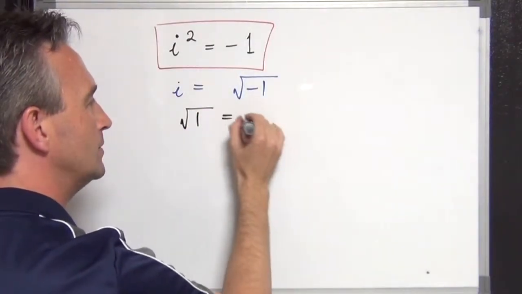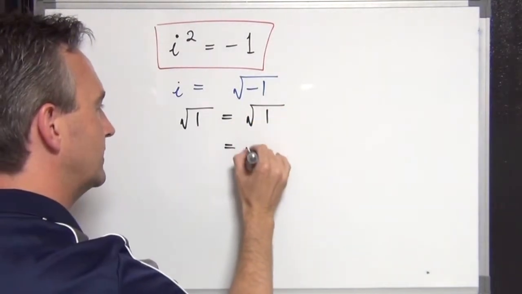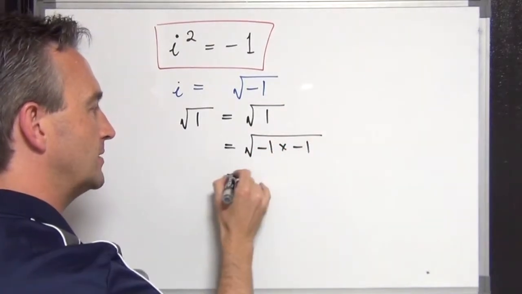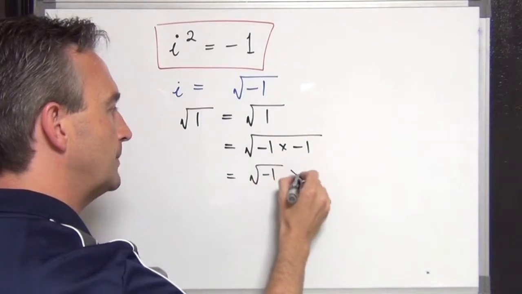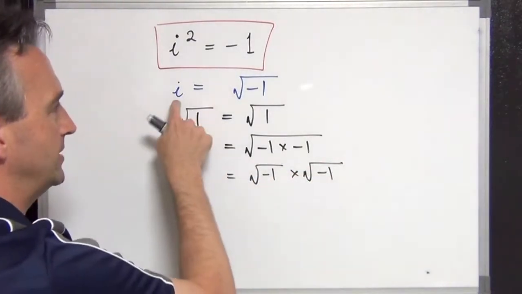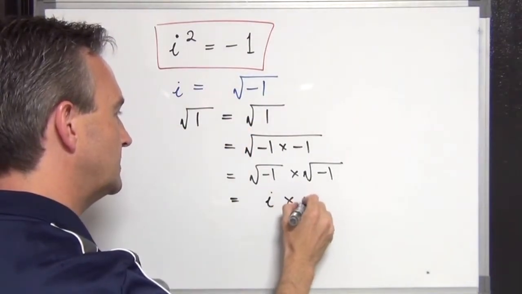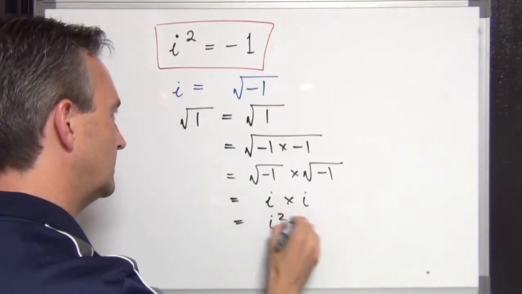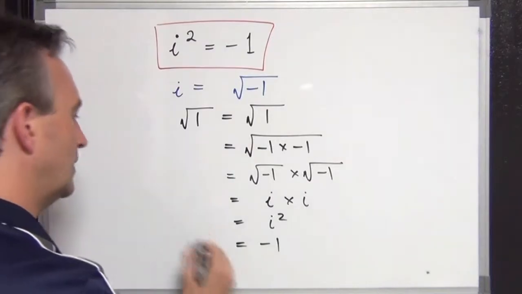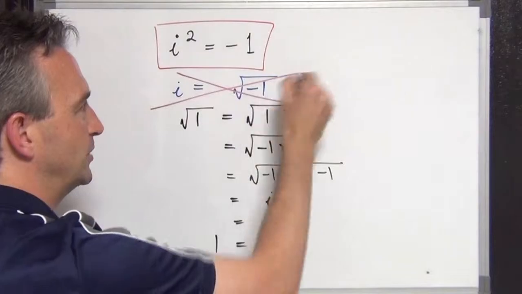Root 1 equals root 1, right? That's true. What did I say here? Okay, instead of 1, let's write it as -1 times -1. And then I'll split that up into two separate radicals. Like so. And by the definition this time, I'm assuming this is true. Oh, I can say this is i times i, which is i squared, which is -1. But root 1 is 1. So this can't be true either. So this also must be complete trash.